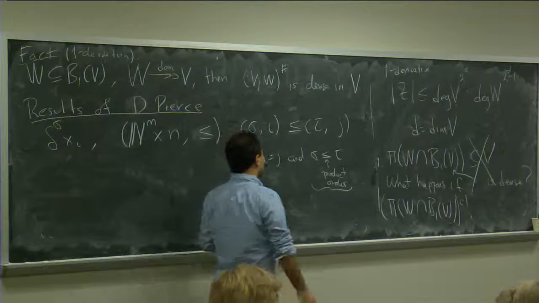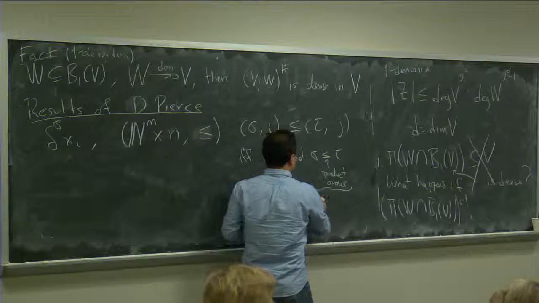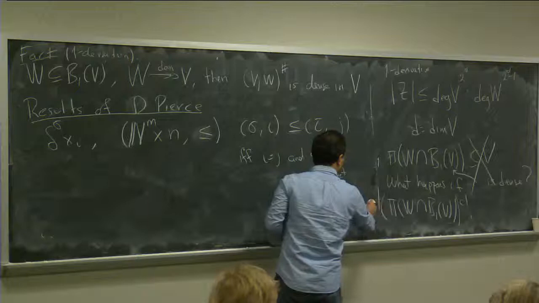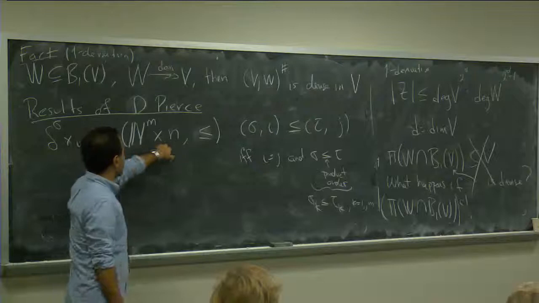So product order just means that sigma_i is less than or equal to tau_i. I already have an i, so maybe k, for all k from 1 to m. Okay, that's fine. So you have this order on this set. Perfect, I'm going to use that order.